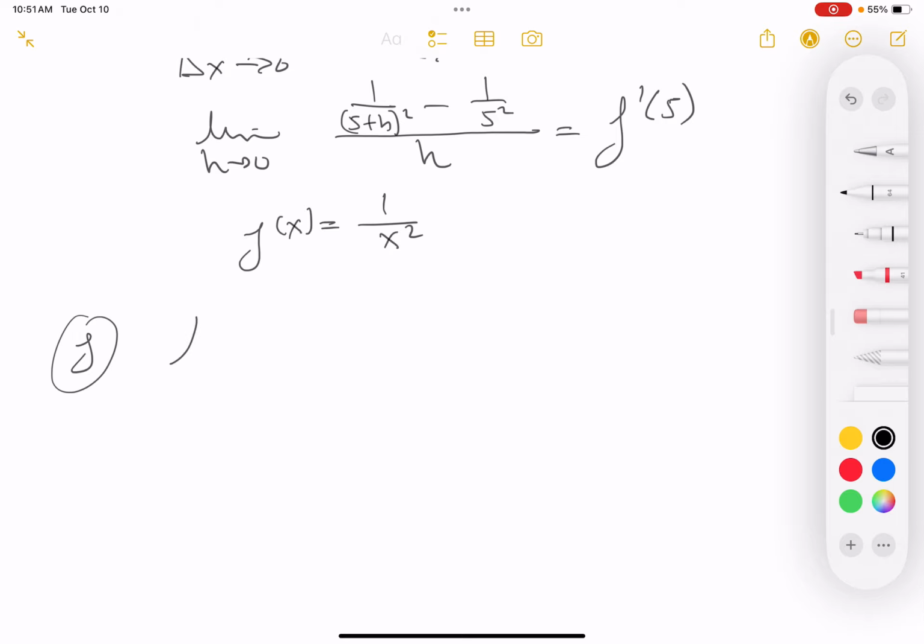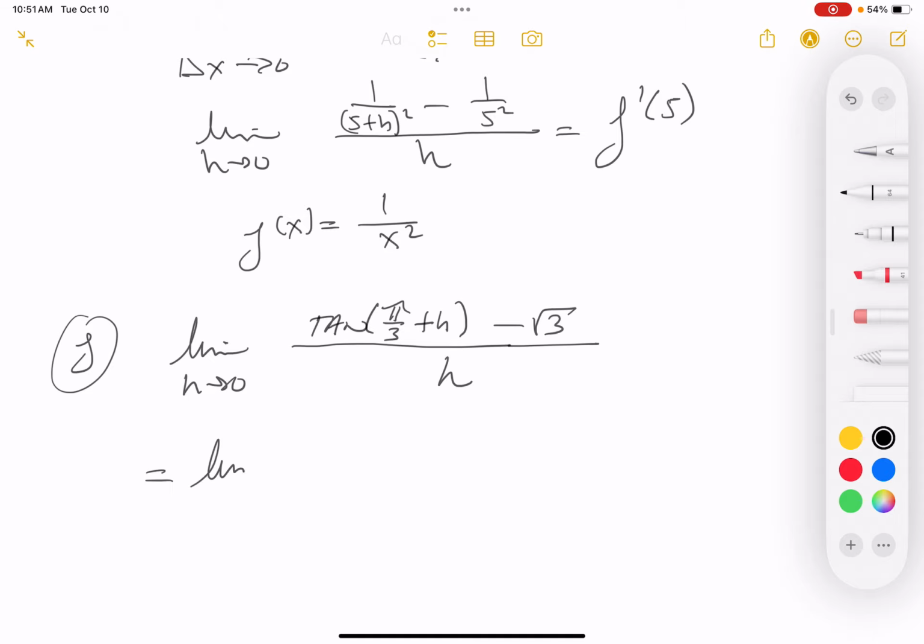And letter F is the limit as h goes to 0. This looks like the tangent of pi over 3 plus h, and then they got this minus root 3. What do they get in the bottom? h over here. Well, I'm going to rewrite it. Limit as h goes to 0. This is h. This is the tangent of pi over 3 plus h. And I'm going to say this really should be the tangent of pi over 3.